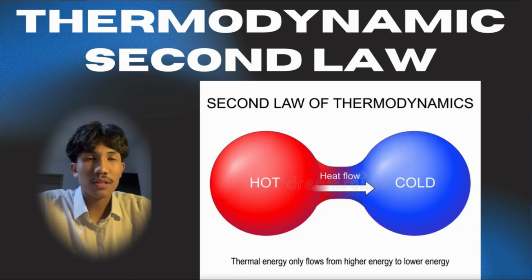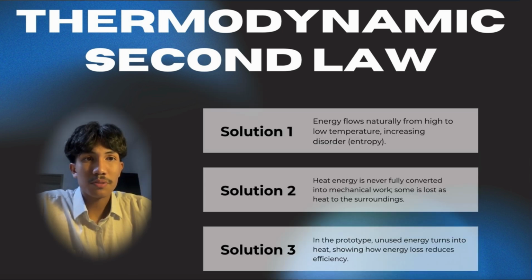Now, let's move to the second law of thermodynamics, which explains that energy transfer will always increase the overall entropy of the system. Entropy refers to the amount of disorder or randomness in the system. Essentially, heat always flows from a high temperature source to a low temperature sink, and this results in energy dissipation.